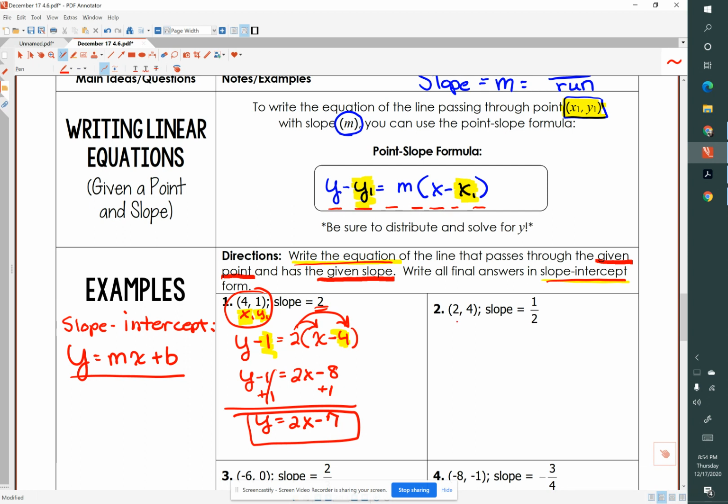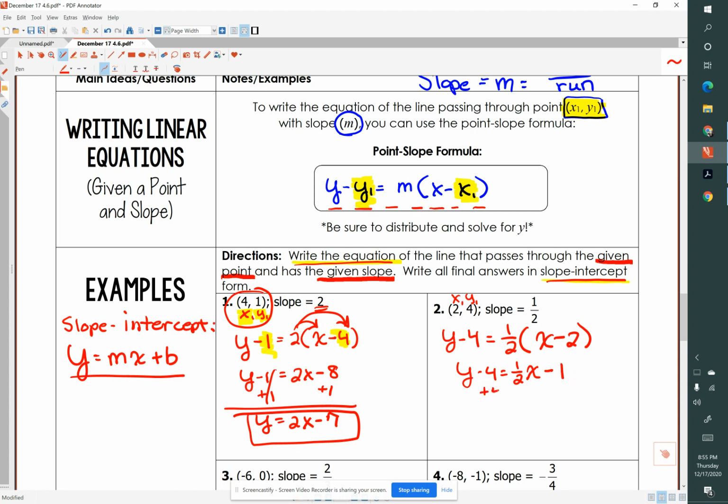So here we have the point 2, 4, they're both positive, and a slope of 1/2. So this is our x sub 1 and our y sub 1. So y minus 4 equals the slope, which is 1/2, times the quantity of x minus 2. Now we distribute. Y minus 4 equals 1/2 x minus 1. Half of negative 2 is negative 1.